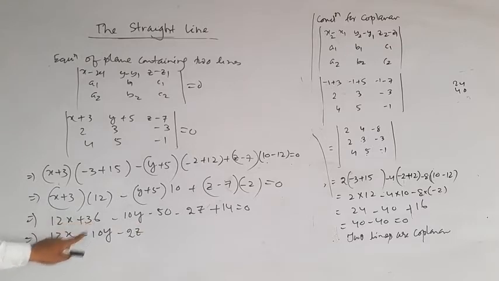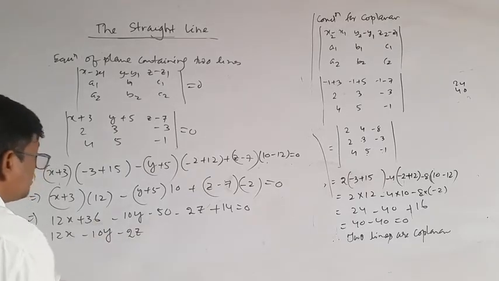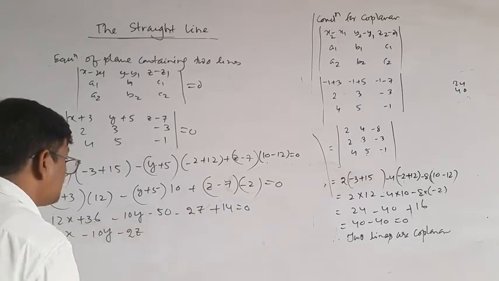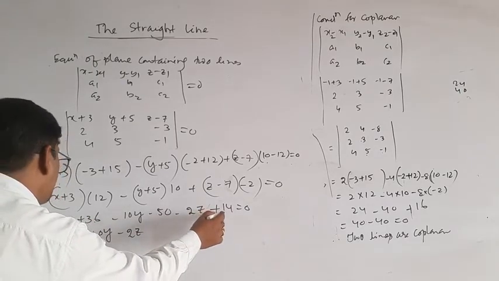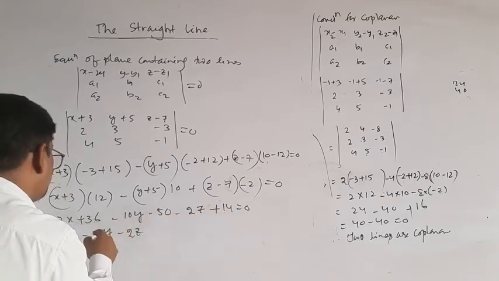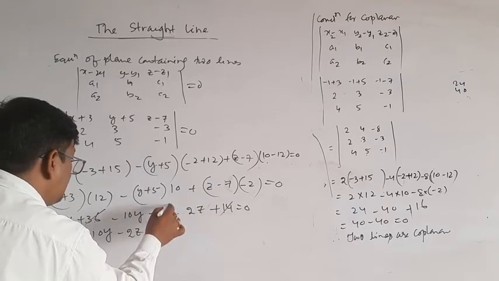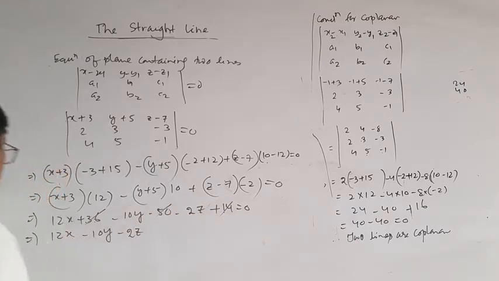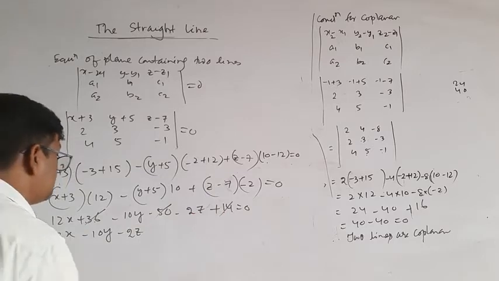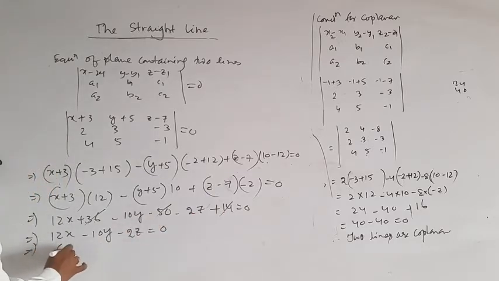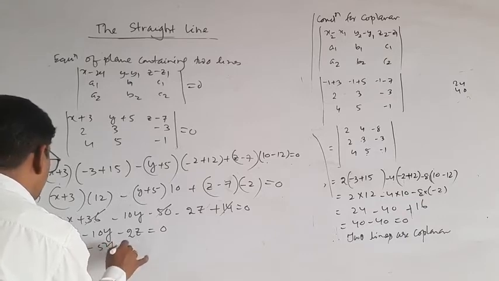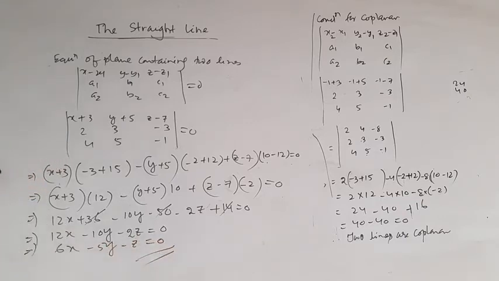So that implies 12x minus 10y minus 2z, and 36 plus 14 is 50, minus 50. So this and this cancel. So 12x minus 10y minus 2z is equal to 0. Take common 2: 6x minus 5y minus z is equal to 0. This is the equation of the plane containing the lines.